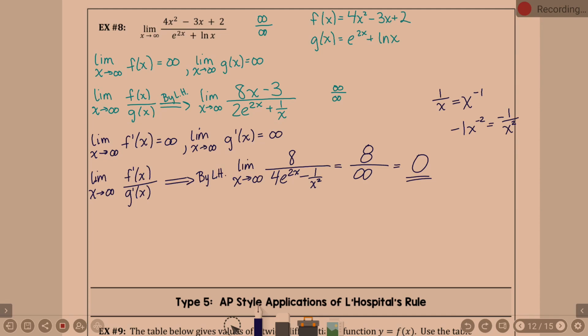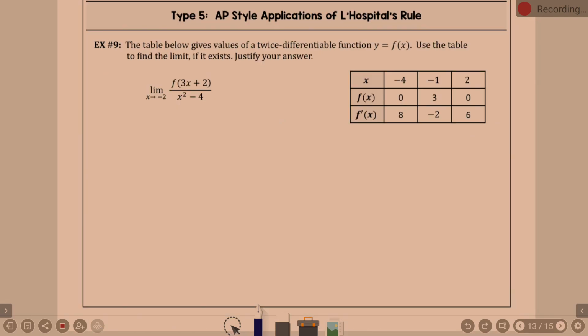Number 9, same thing we're doing, we get to throw in a chart, because it's AP and AP loves charts. The table below gives values of a twice differentiable function. Why are they saying that? So you know that it's continuous, you can take derivatives, yada, yada, yada. Use the table to find the limit. If it exists, justify your answer.